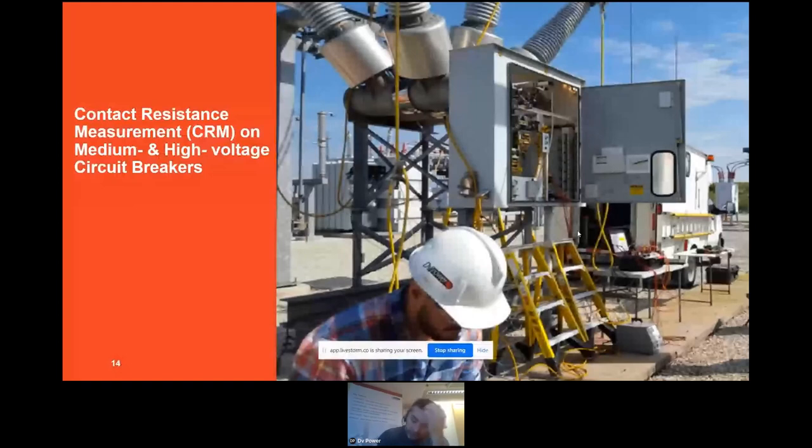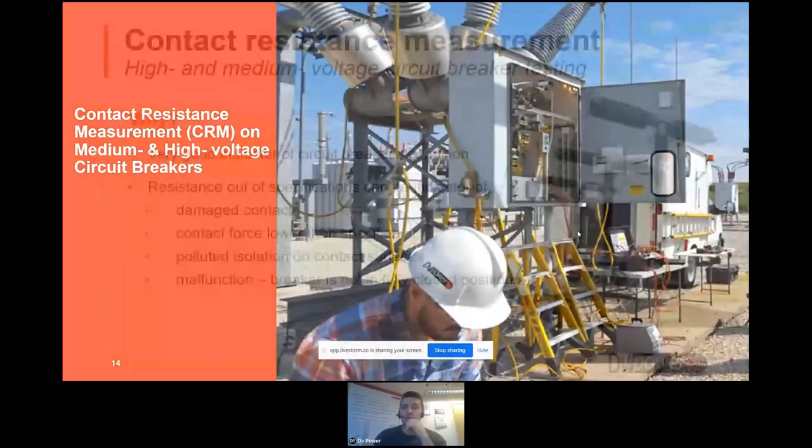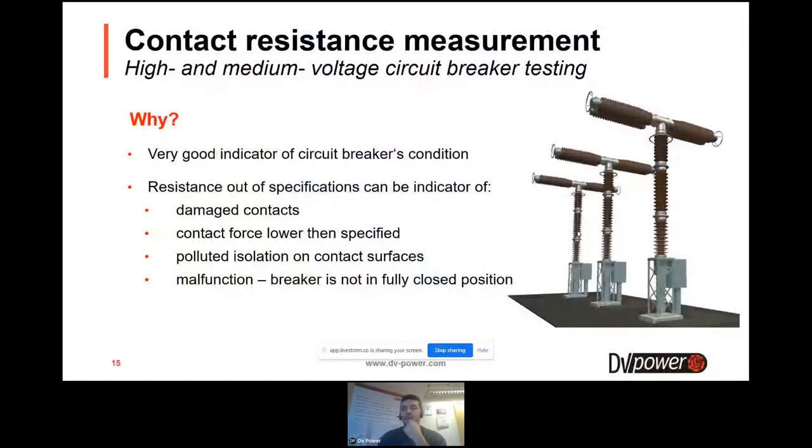Okay, and now I will switch to the part about testing medium and high voltage circuit breakers. And then after this part, we will have some questions and some short discussion.